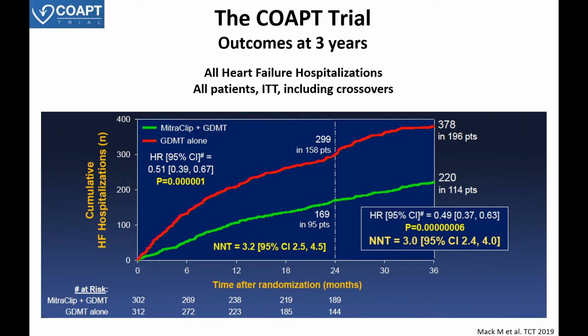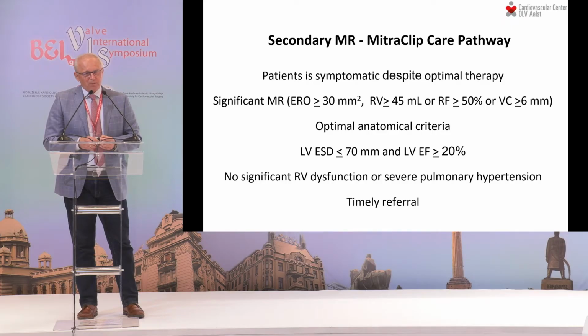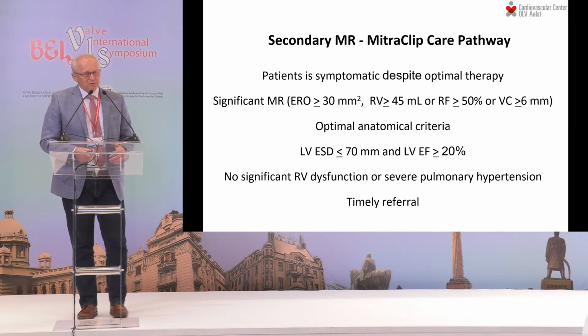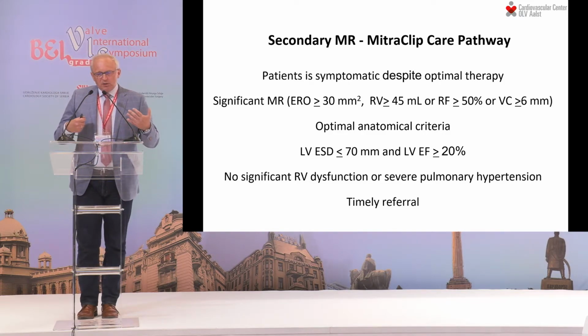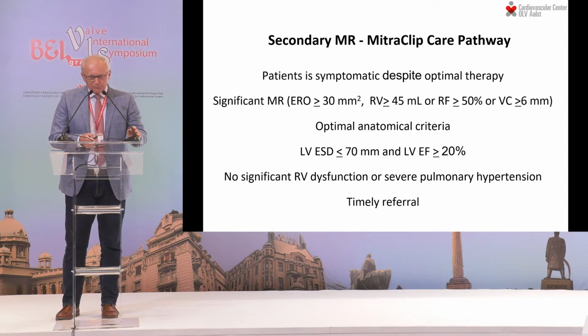So basically, based on these two trials, one of the take-homes for adoption in our practice will be this proposed MitraClip care pathway, that we would take the patients who are symptomatic despite optimal medical therapy. They should have significant MR, and I think there could be discussion about how to quantify that. I think probably the most relevant would be the EROA, more than 50%, which is very consistent among the guidelines.